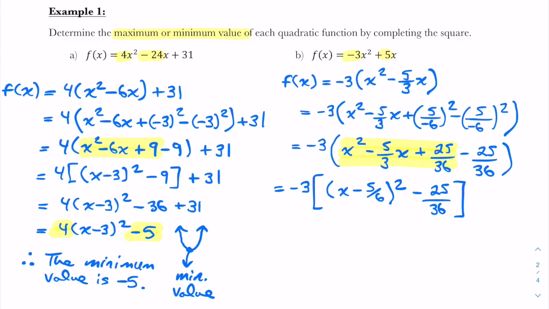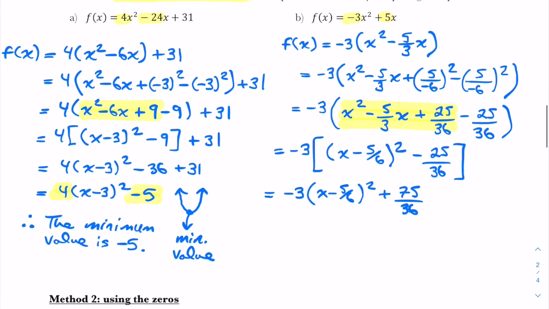In our next step, we distribute the a value of negative 3 to give us negative 3 times x minus 5 over 6 all squared. And then negative 3 multiplied by negative 25 over 36 gives you positive 75 over 36. And finally, we can reduce the positive 75 over 36 as follows. In lowest terms, that fraction reduces to positive 25 over 12.